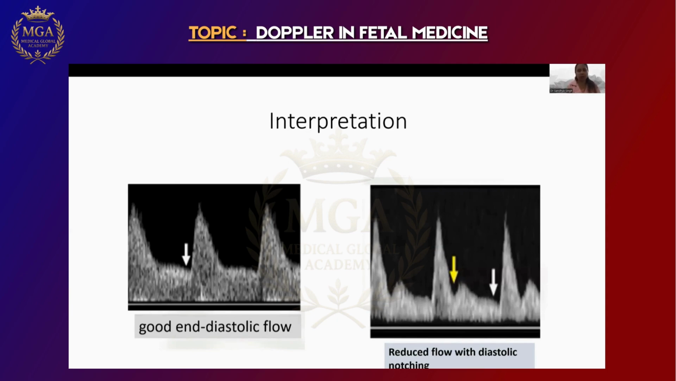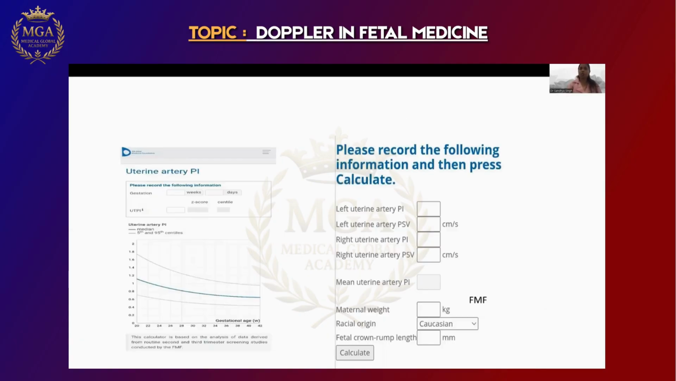If PI is normal, no need to worry. Okay. So how do you calculate it and how will you get it? See, any PI more than the 95th centile, you have to worry. How will you know whether it is above the 95th centile?